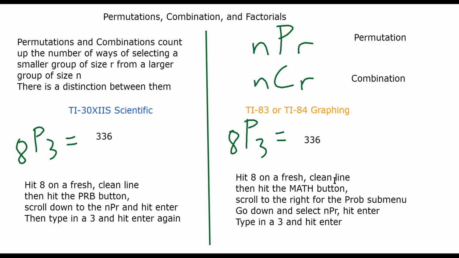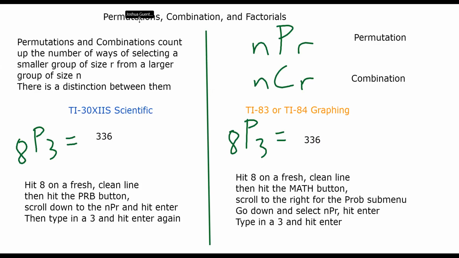And what that tells you is, from a large group of 8 objects, how many ways can you pull any 3 of them out? And then once you have the 3, how many different ways can you rearrange them on top of that? That's what a permutation does. Again, we'll visit this again.